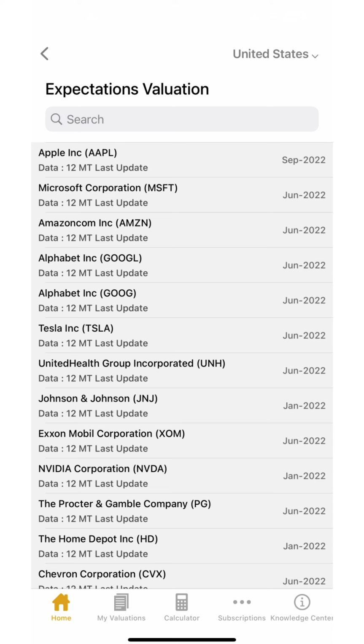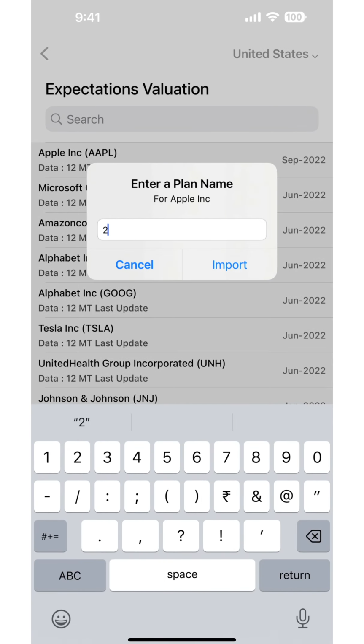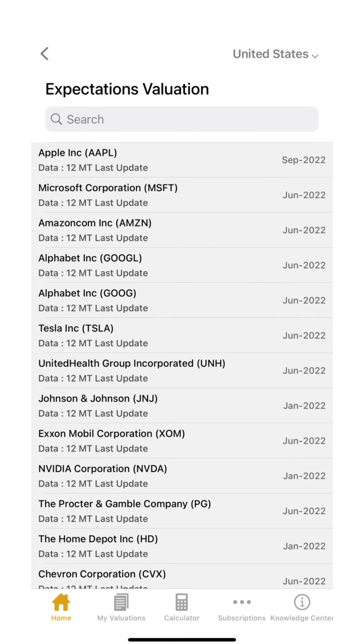We can change the country Databank to the respective country or exchange where the stock is listed and proceed after naming the plan as on the date it was created, which is 2nd December 2022. This example is just an illustration for the tutorial to understand the working of the app.